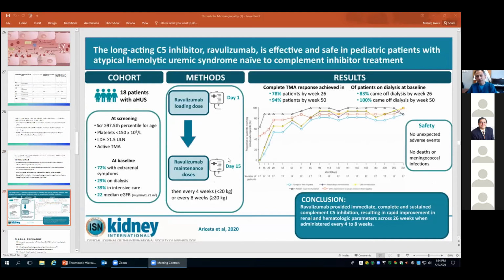So this is given every 2 weeks on a long-term basis. There is another, longer-acting version of the same kind of C5 inhibitor, which is a new one. I think it was approved in 2019, and it can be given every 8 weeks. I have not used this medication yet.